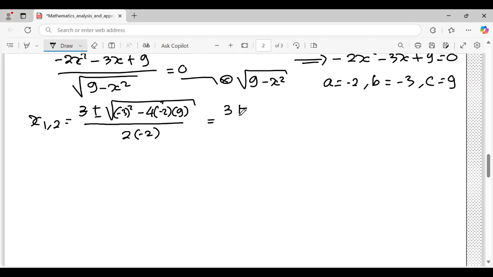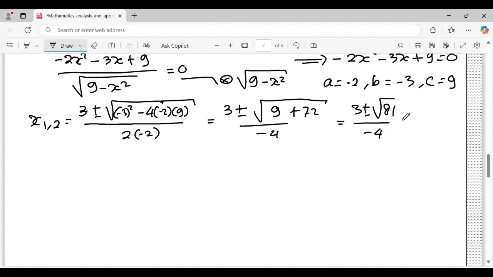It becomes 3 plus minus square root of, oh, sorry, not 81, 9 squared. And it is 9 plus 72 over minus 4. 3 plus minus square root 81 over minus 4. 3 plus minus 9 over minus 4.